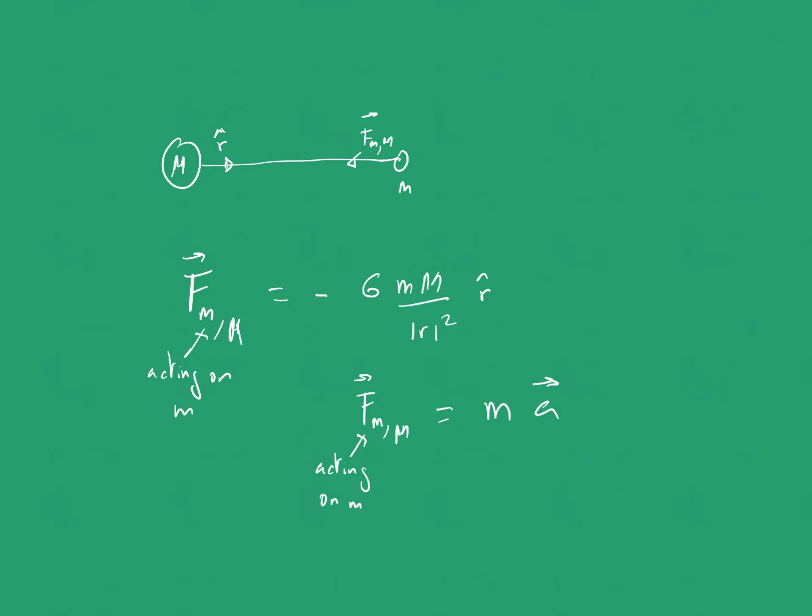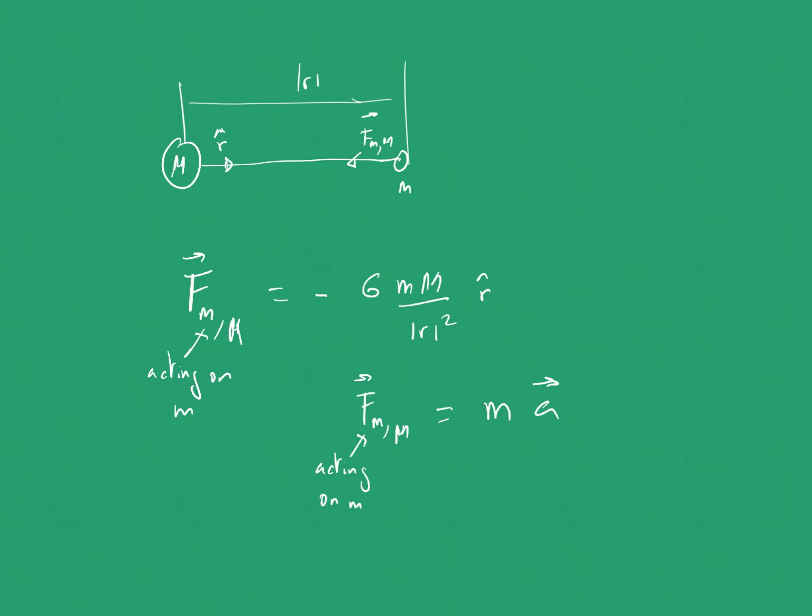The magnitude of the force is proportional to the product of the masses, with a constant of proportionality, and inversely proportional to the distance squared that separates the two masses. This is r, the magnitude of r, the distance that separates the two masses.